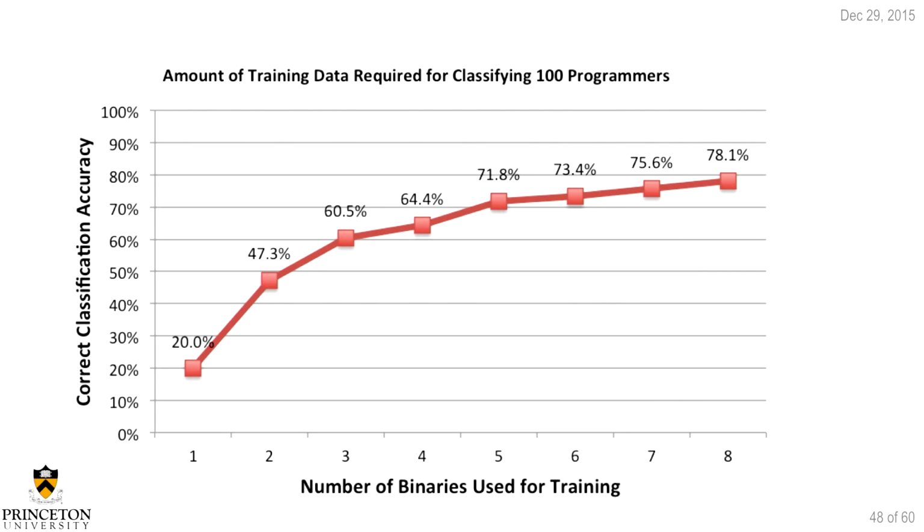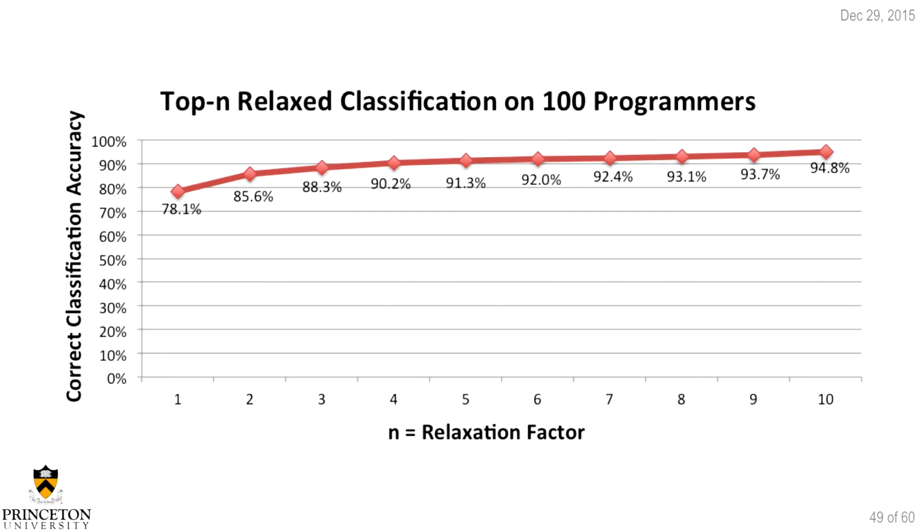And what happens when we try to de-anonymize 100 programmers? So we wanted to see how much training data we need, first of all, like how many binary samples do I need to accurately de-anonymize a programmer. And with one binary sample and 100 programmers, you can still re-identify them with 20% accuracy. And once we used 8 training samples, we got to 78% accuracy in de-anonymizing 100 programmers. And it seems like if we had more binary samples, we would be able to increase our accuracy further. But our data set wasn't really letting us do this with 100 programmers.